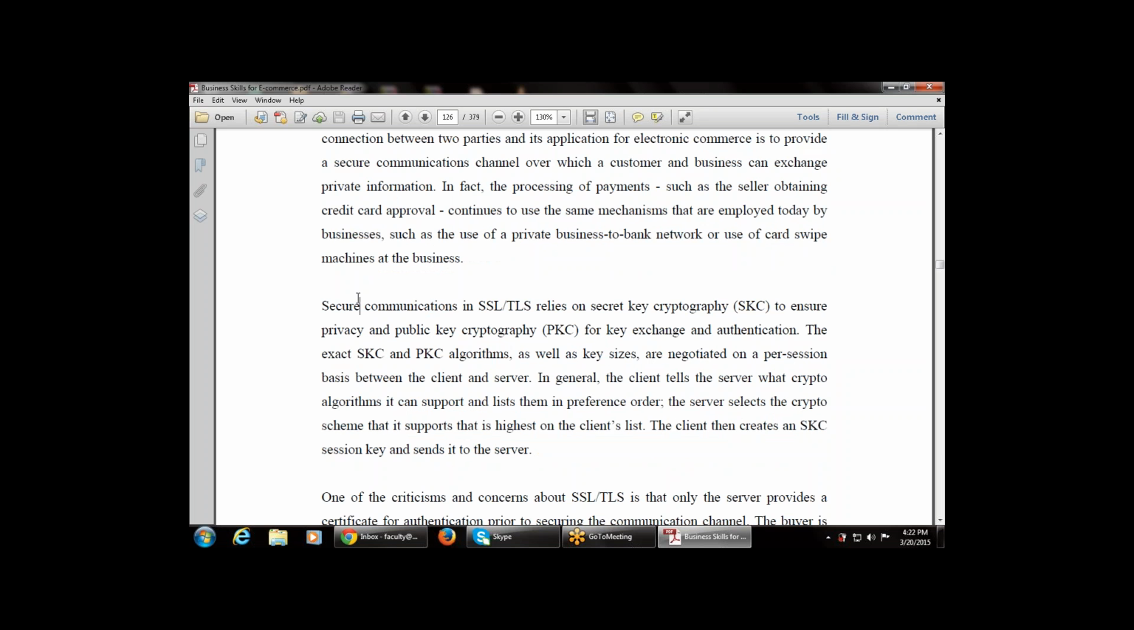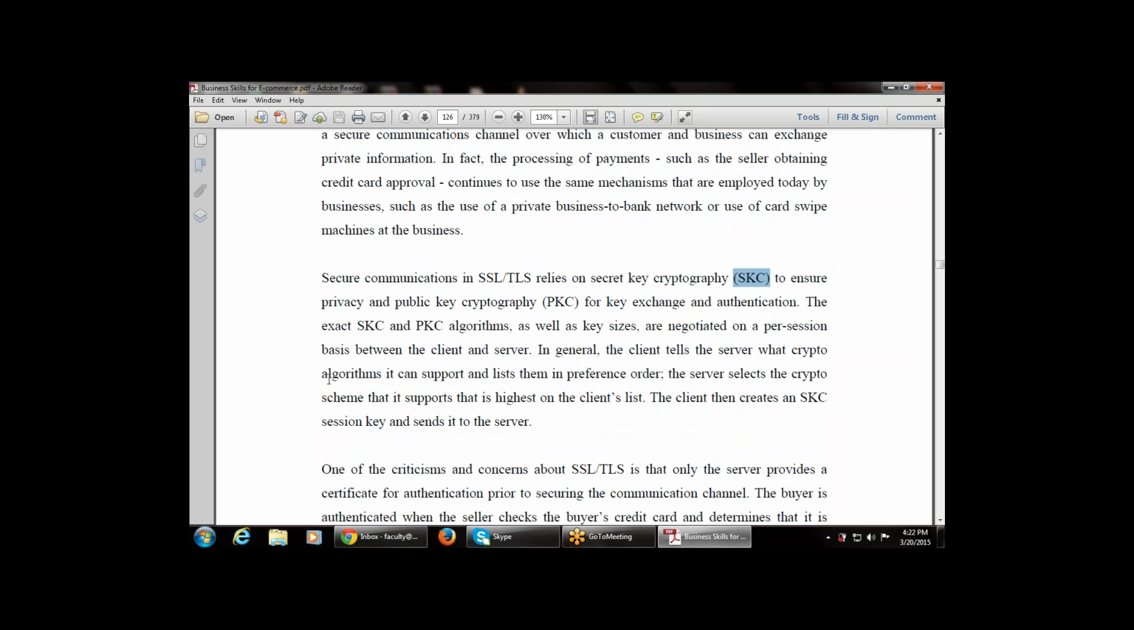Then we discussed how secure communication is accomplished in SSL by using SKC, that is, secret key cryptography. There is a secret key that is shared by both the client and the server to ensure privacy, and public key cryptography for key exchange and authentication. So two secure methods are used: one is PKC, that is public key cryptography, and the other is SKC, that is secret key cryptography.